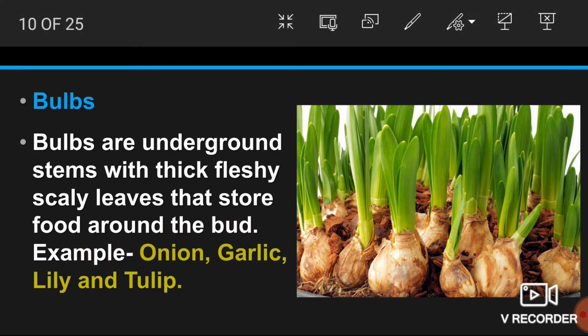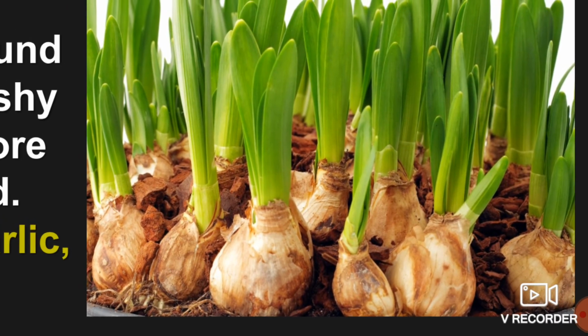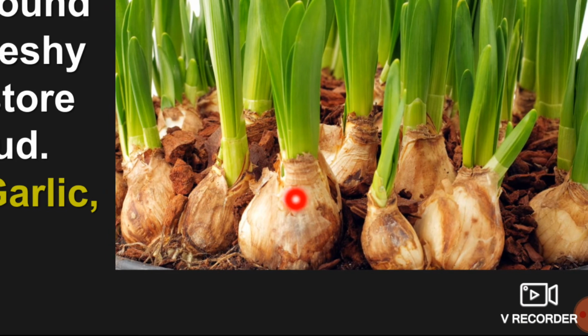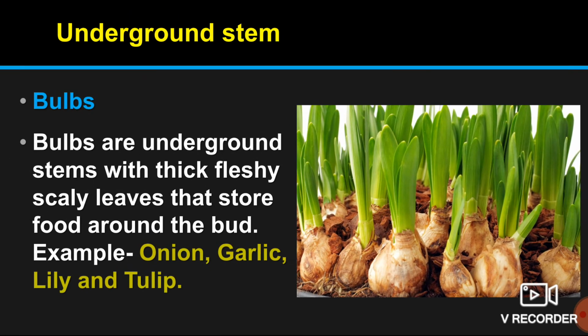Here in this diagram you see an onion, and these are scaly leaves. Actually this is the example of a bulb, and leaves are coming out. Here the leaves store the food material and it gets a bulb-like structure, okay. So this is again a method of vegetative propagation.